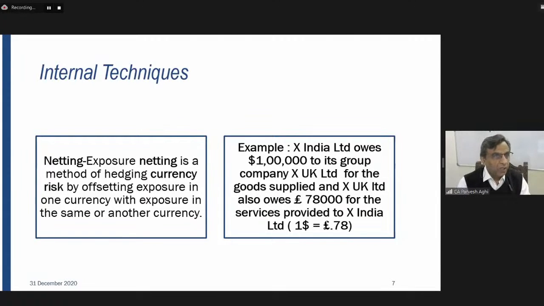So if you read the line, exposure netting is a method of hedging currency risk by offsetting exposure in one currency with exposure in the same or another currency. So this is an example of another currency. So you have payables in dollars and you have receivables in pounds, and you can always net it off.